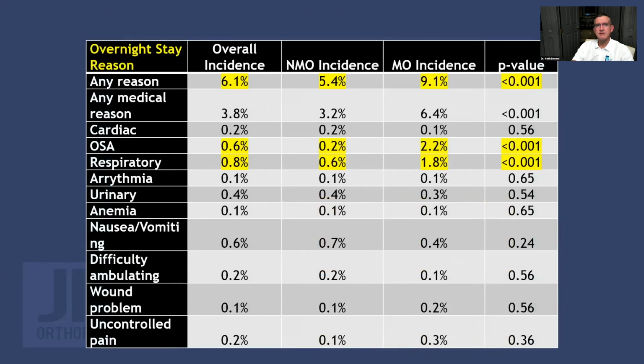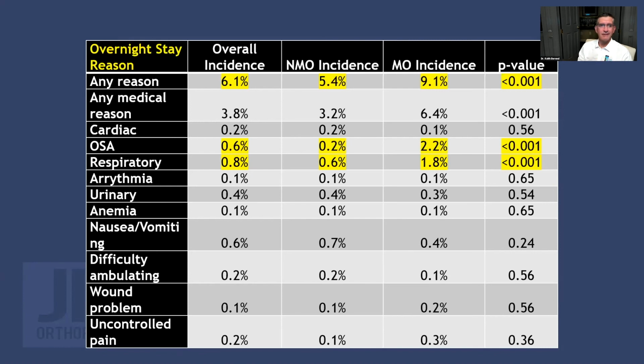When we looked at the reasons for overnight stays, and a lot of states allow you to stay overnight, some states don't. If you're considering outpatient joint replacement at a freestanding ambulatory surgery center, and your state does not allow overnight stay or 23-hour admit, then you need to look for things like obstructive sleep apnea, respiratory or asthma problems as indications that you have a very increased risk of having to stay overnight. And those are pretty easy to identify.